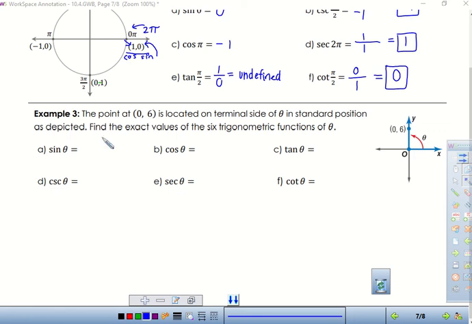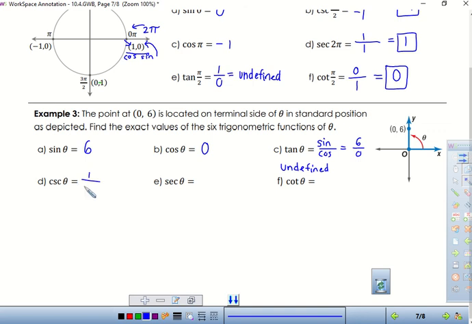So sine of this theta is what? It's the y-coordinate, which is 6. Cosine is just 0. Once you have sine and cosine, you can find any of the other ones, right? Because they're just versions of that. So tangent is what divided by what? Sine divided by cosine, which is 6 divided by 0, which is what? Undefined.